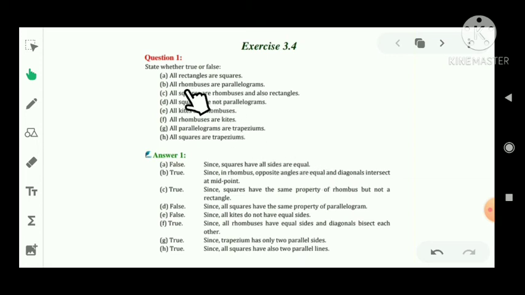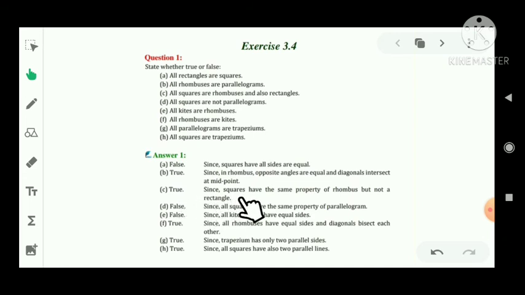Let's see the B part. All rhombuses are parallelograms. It will be true. Why? Because in a rhombus opposite angles are equal and diagonals intersect at the midpoint. Let's see the third part. All squares are rhombuses and also rectangles. It will also be true.